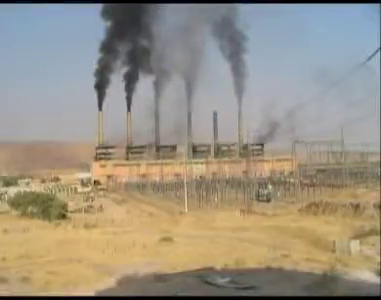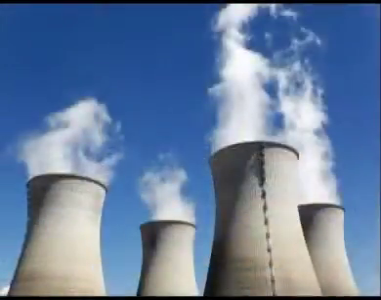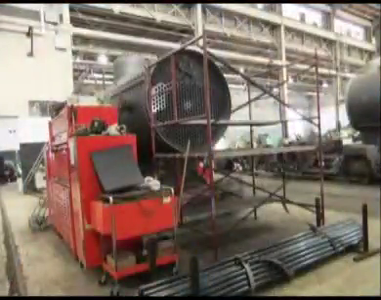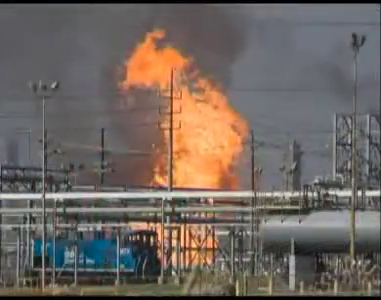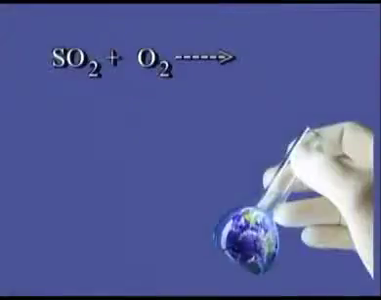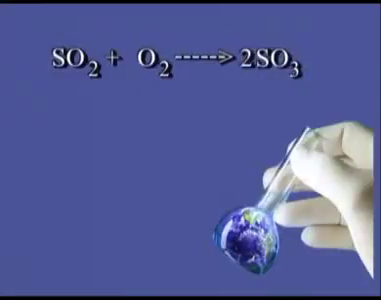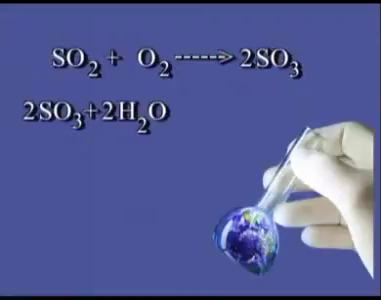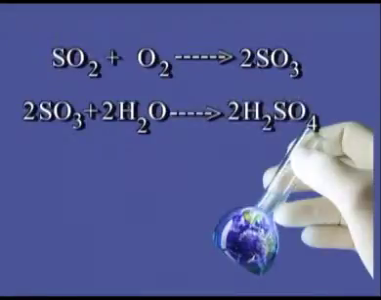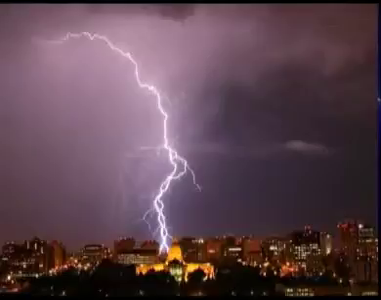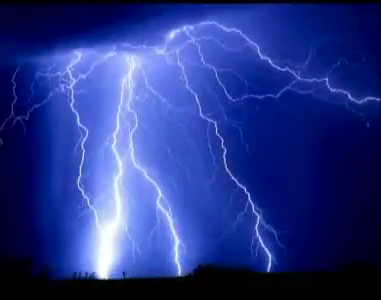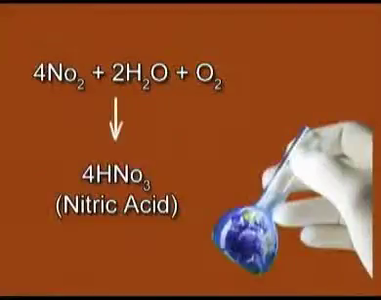Sulfur dioxide is released from coal burning, power plants, industrial boilers, smelters, and petroleum refineries. It mixes with oxygen to produce sulfur trioxide, which reacts with water vapor to produce sulfuric acid. Nitrogen dioxide is produced in the atmosphere during lightning in the sky. It also comes out from motor vehicle exhausts and chimneys of factories. It reacts with water vapor in the presence of oxygen to produce nitric acid.